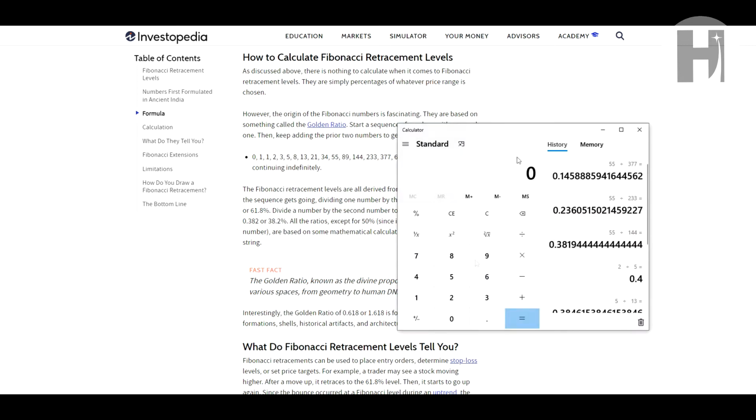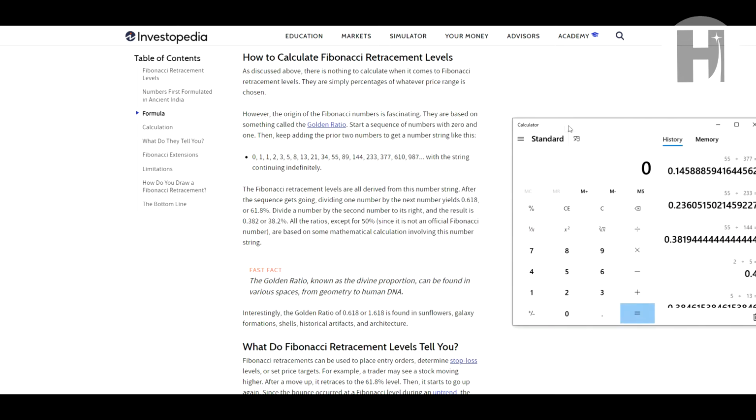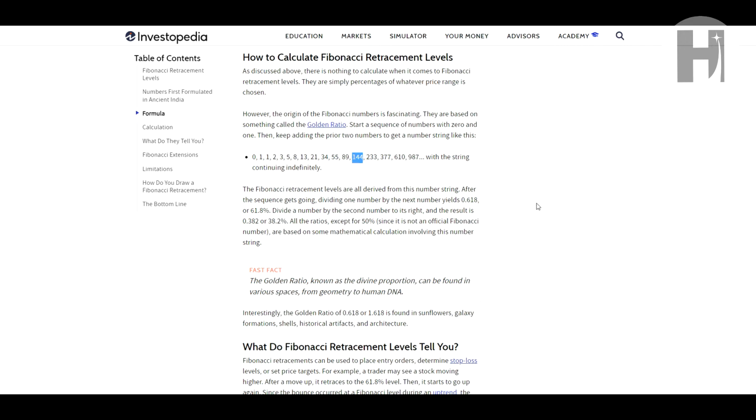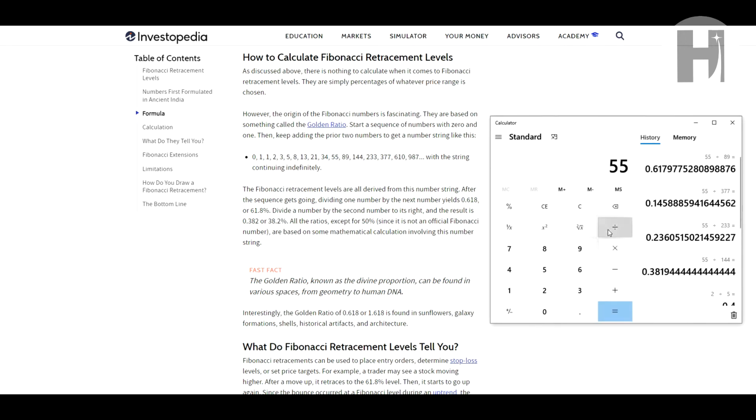So if I pull out the calculator, so you know how we just looked at the Fibonacci sequence. If you divide a number by the number that's next to it, for example, let's divide 55 by 89. 55 divided by 89, you get 0.6179, which is approximately 0.618. So you keep getting these Fibonacci levels by dividing these numbers. For example, let's divide 55 by the number second next to it, which is 144. So 55 divided by 144, you get 0.382 basically, right? Which is a fib level.